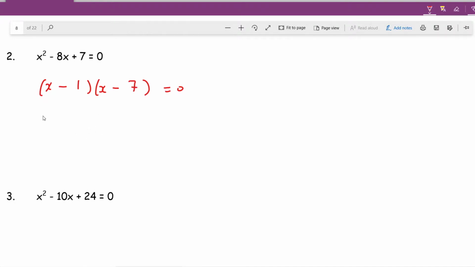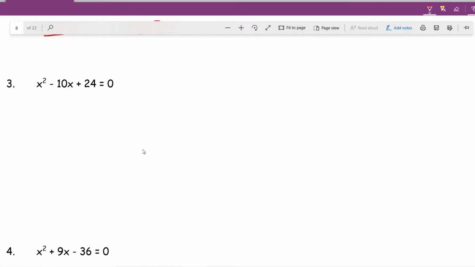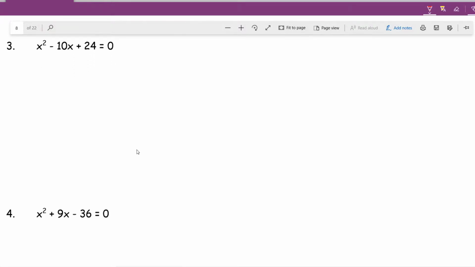So either this factor can equal 0, in which case x can equal 1, or you can have this factor equal to 0, in which case x can equal 7. Okay, let's scroll down. So have a quick go at this and then play.